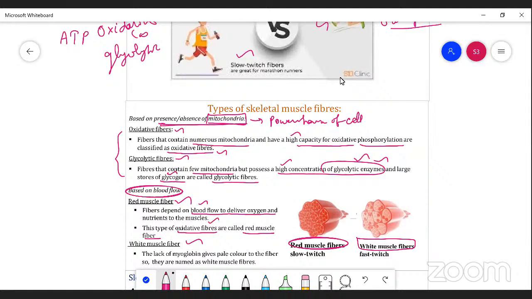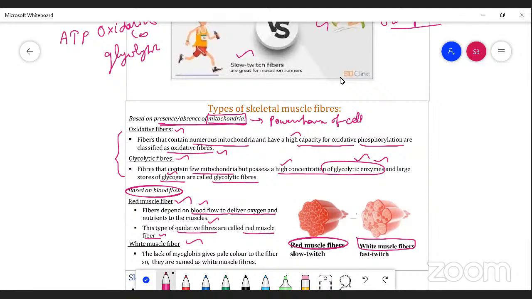Already you know what oxidative fibers are: the fibers which contain numerous mitochondria and have a high capacity for oxidative phosphorylation. These oxidative muscle fibers get more blood flow, so they get more oxygen as well as nutrients. Do you understand? That type of muscle we call the red muscle fiber. The muscle fiber to which more blood is delivered is known as the red muscle fiber.